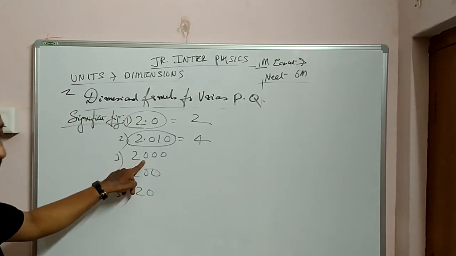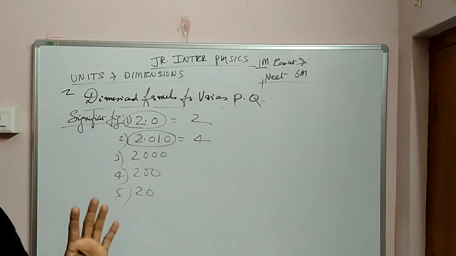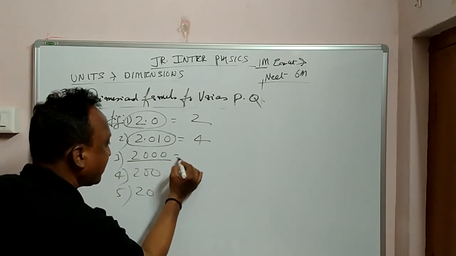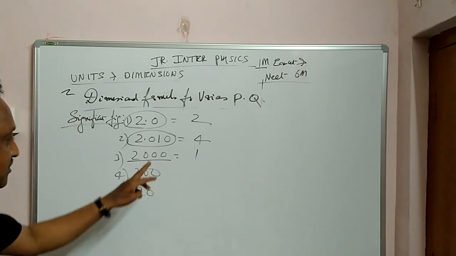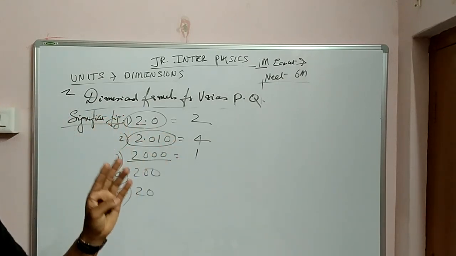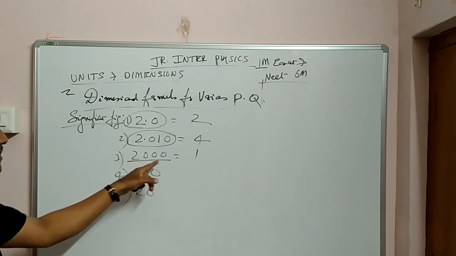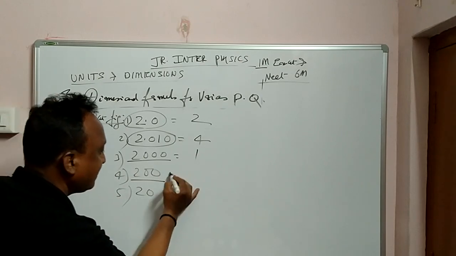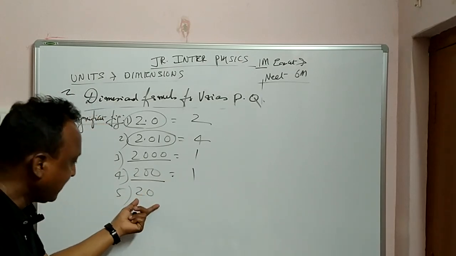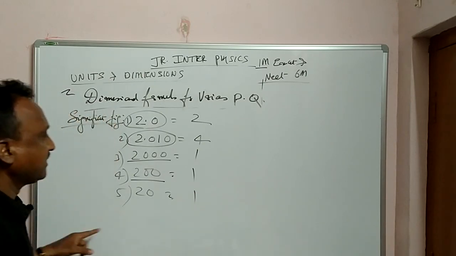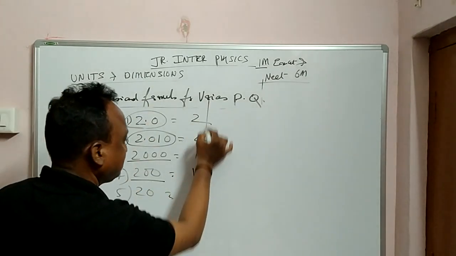Now here you can see right side zeros are without decimals. So here the significant figure is only 1 because no decimal is coming here. Only after the decimal the significant figures exist. So here no decimal, therefore 1. In the same case here also no decimal, significant figure is 1. In the last one also you can see 20, significant figure is 1. So this is one case.